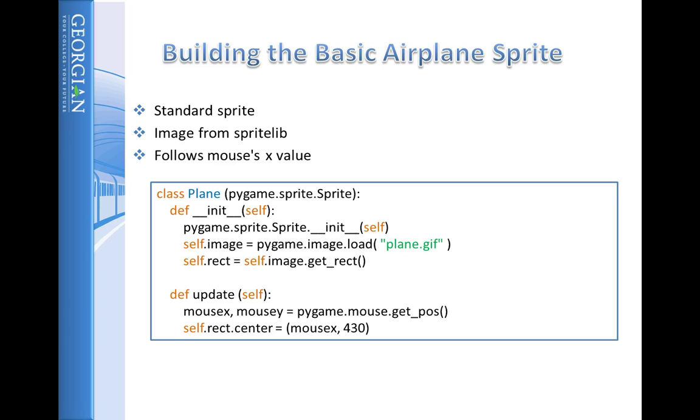So let's say this file is called plane.py. Then plane.py and plane.gif have to be in the same folder, as defined here. Otherwise, you'd have to give the exact folder location of your image. In this case the image is a GIF file, but you can also use PNG files and bitmap files with Pygame. Then self.rect is equal to the image: I'm taking my image sprite and applying the get_rect method on top of it.